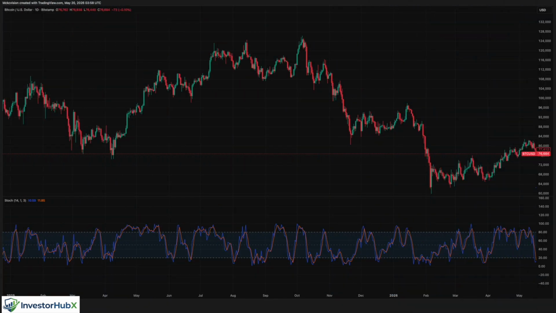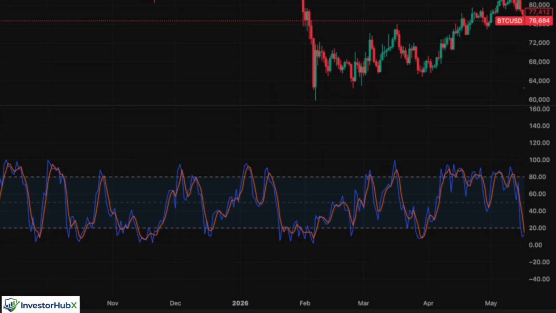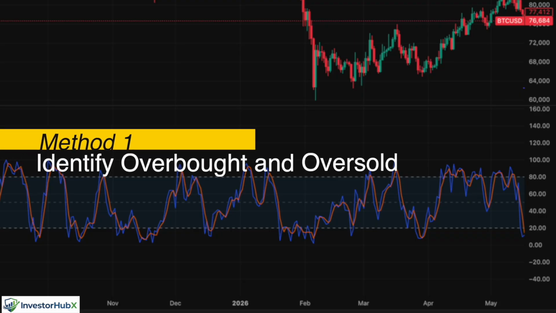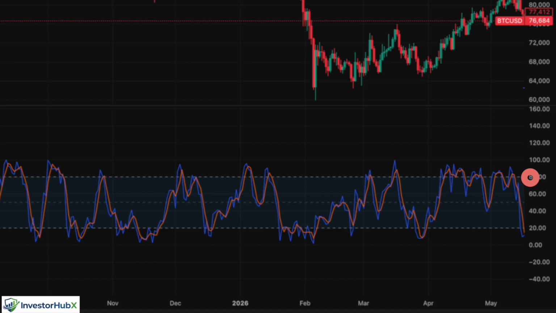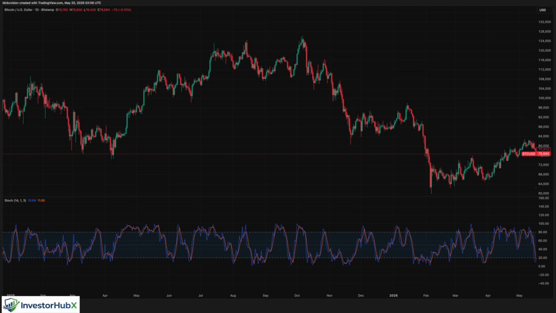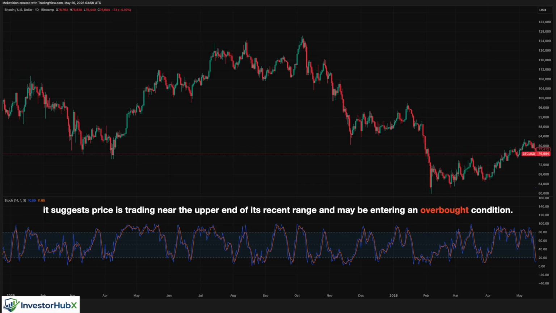There are several ways traders use the stochastic oscillator. The first and most common method is identifying overbought and oversold levels. Here, the 80 level represents the overbought region, and here, the 20 level represents the oversold region. When the stochastic oscillator moves above 80, it suggests price is trading near the upper end of its recent range and may be entering an overbought condition.